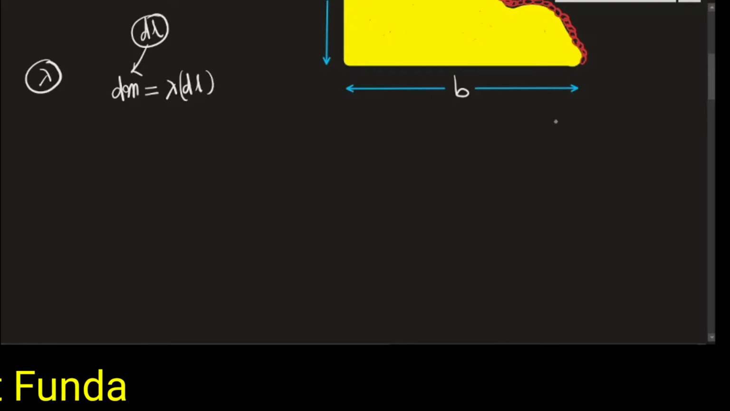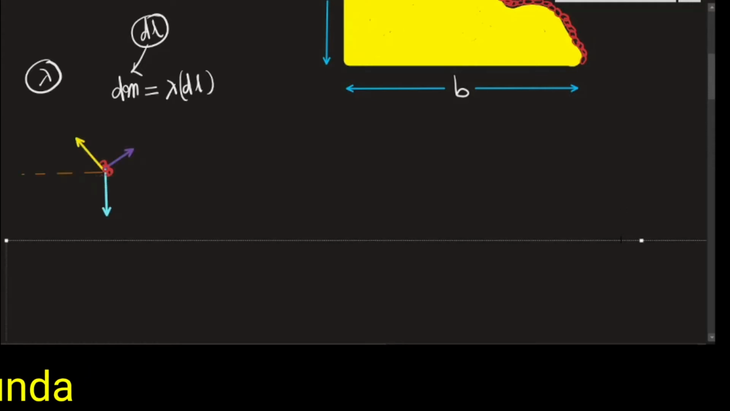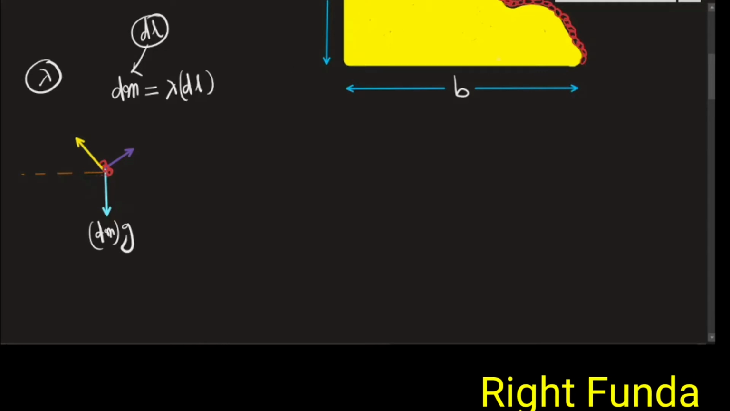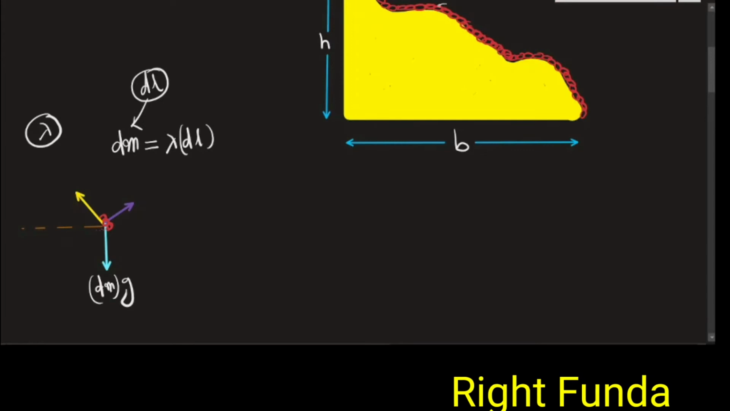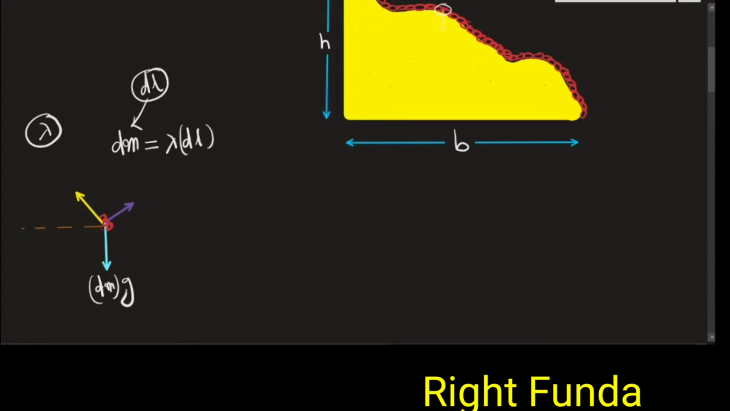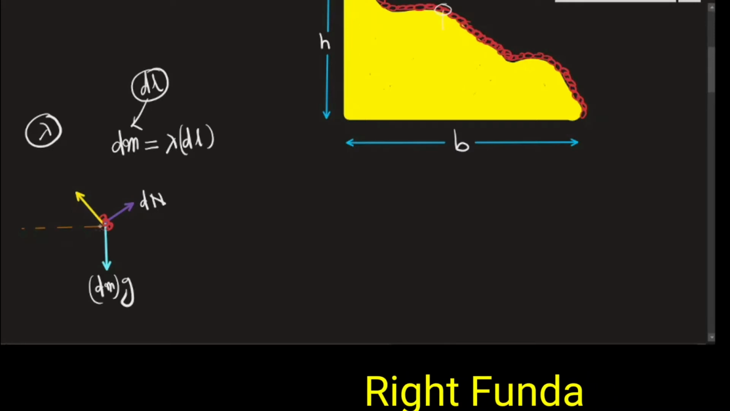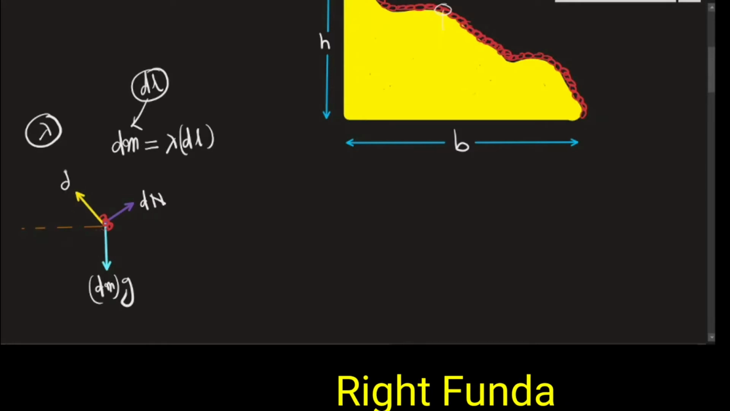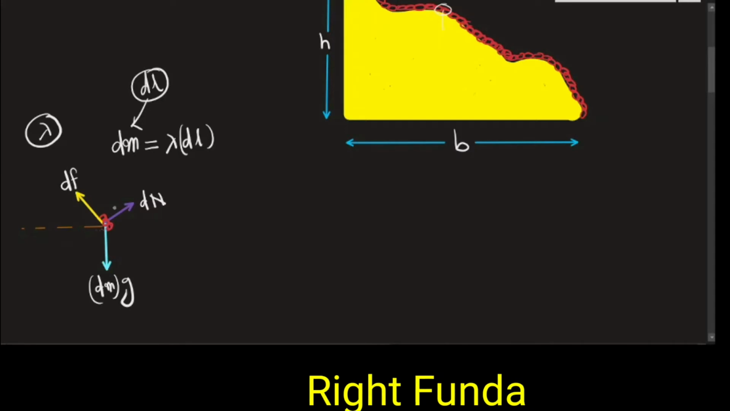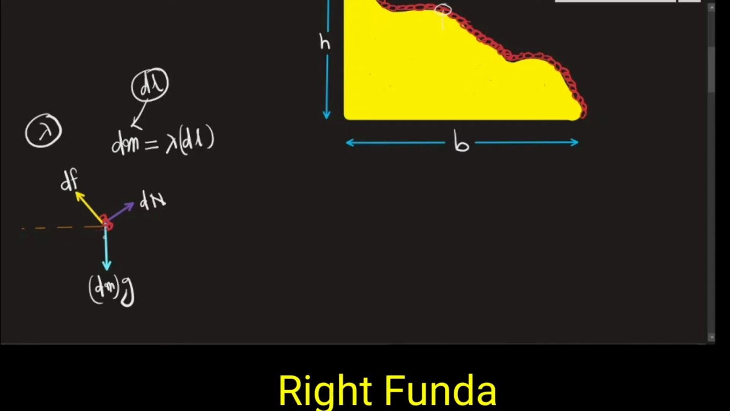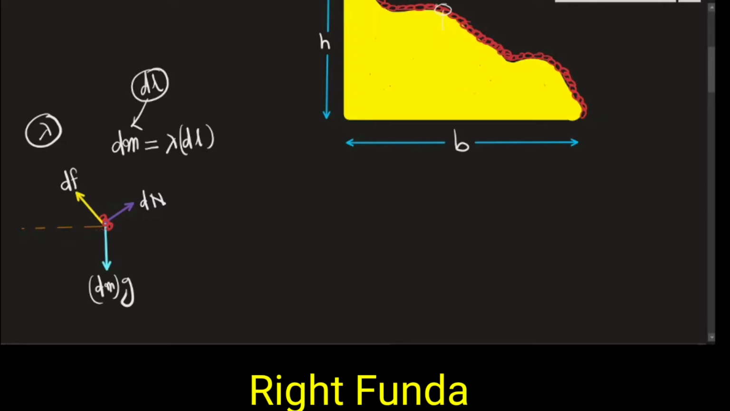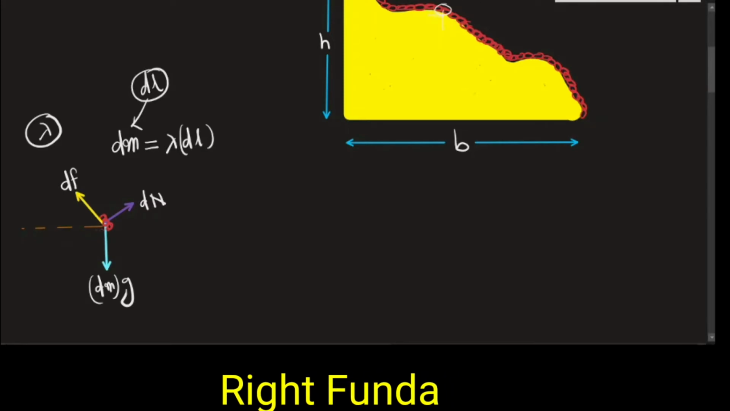So let us draw the free body diagram of this small element. What are the forces that will be acting? This is the mass dm, so definitely a gravitational force of dm times g will be acting. And the surface will apply a normal reaction force, a small normal reaction dn on this small element. Also, opposing the motion there will be a friction force, and let's call this small friction force df. And the element we have considered can be anywhere here, so wherever I have considered it, this angle is equal to theta.